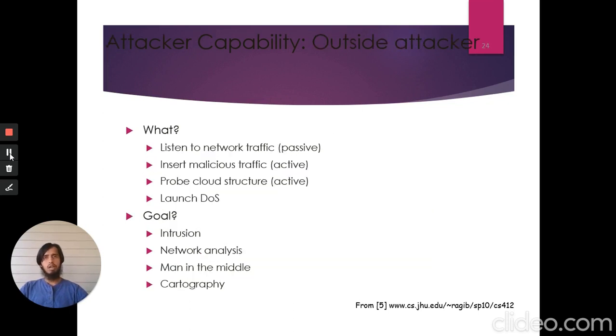What are the attacker's capabilities if the attacker is from outside, not from within the organization or within the client? So it is a third party attacker. They listen to the traffic, insert malicious traffic, try to confuse the traffic, and probe the cloud structure: what is actually going on in the cloud, what the structure of the cloud is, how the data is organized, what the login details of the cloud are, and then launch a denial of service attack. So what an outsider can do is intrude into the data.